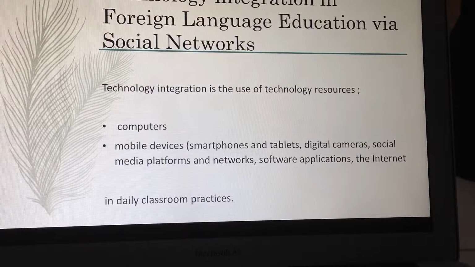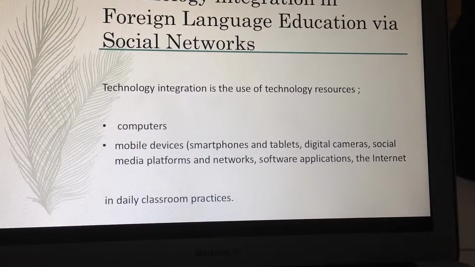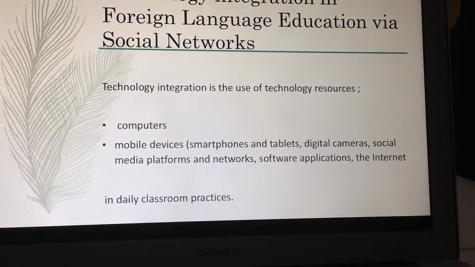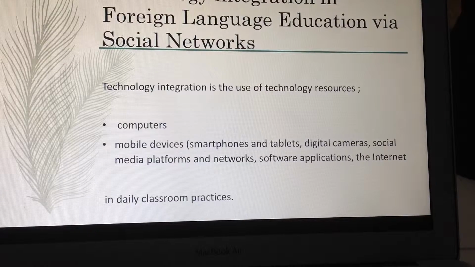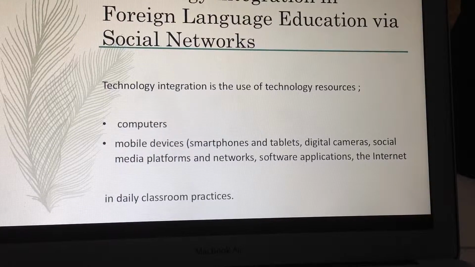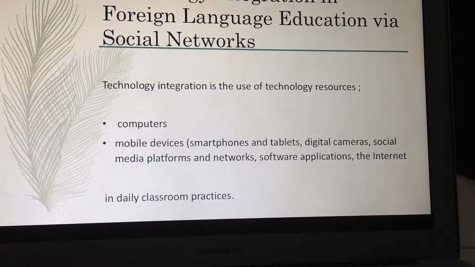I would like to start by looking at some basic information about social media, educational technology and language education. The purpose of my presentation is technology integration in foreign language education via social networks. If education is about knowledge and intellectual skills, then educational technology lies at the heart of it all. We have only just begun this transition. Schools will eventually look very different.